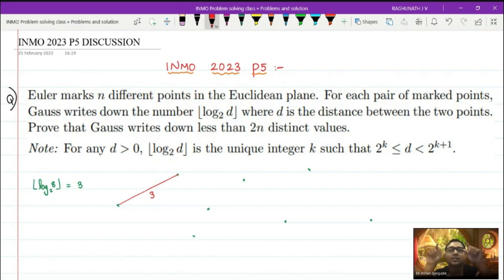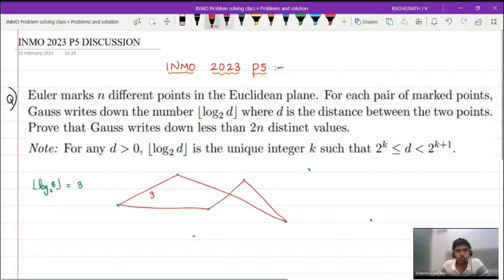Basically, he's sort of joining all the pairs of points with line segments and then reducing the length of each segment logarithmically. Instead of the actual Euclidean distance, what Gauss is writing is just the logarithmic value, the floor function of that. So if you get some decimal instead of 3, you just take the integral part of that. That's what is happening, and you just do that for all pairs possible.